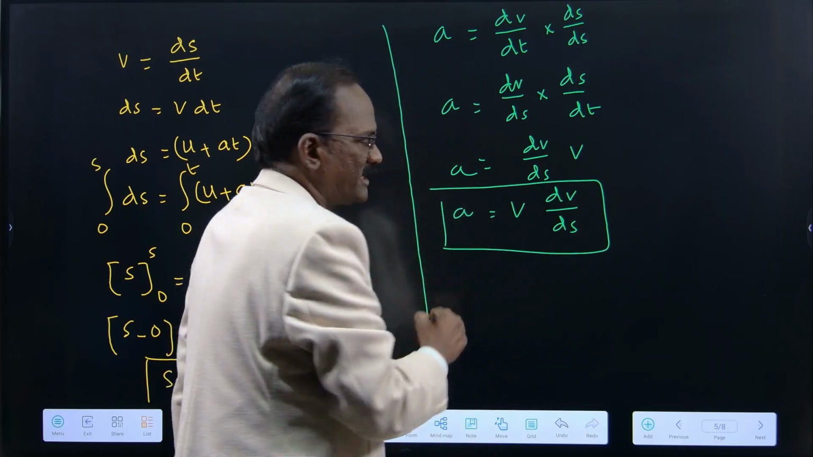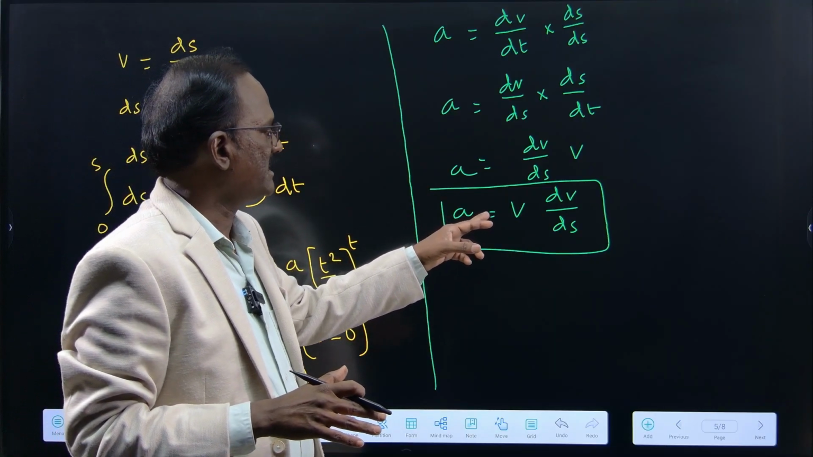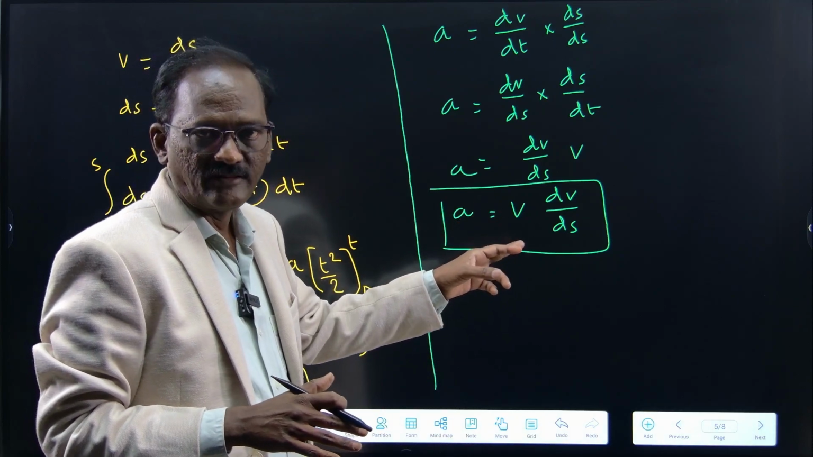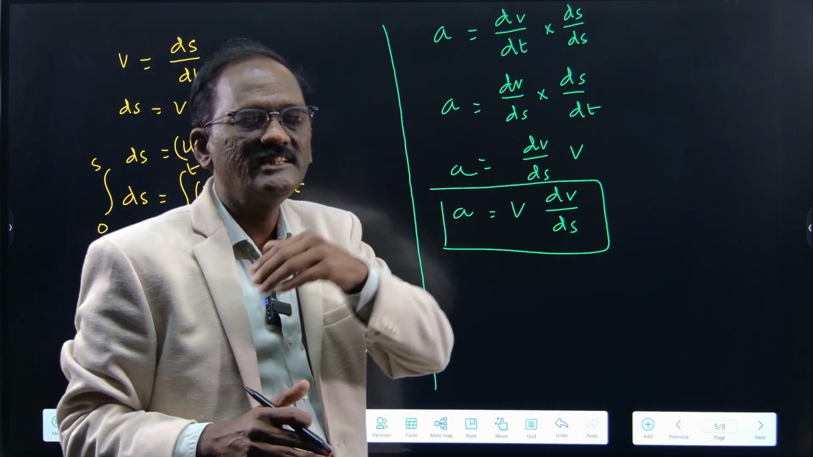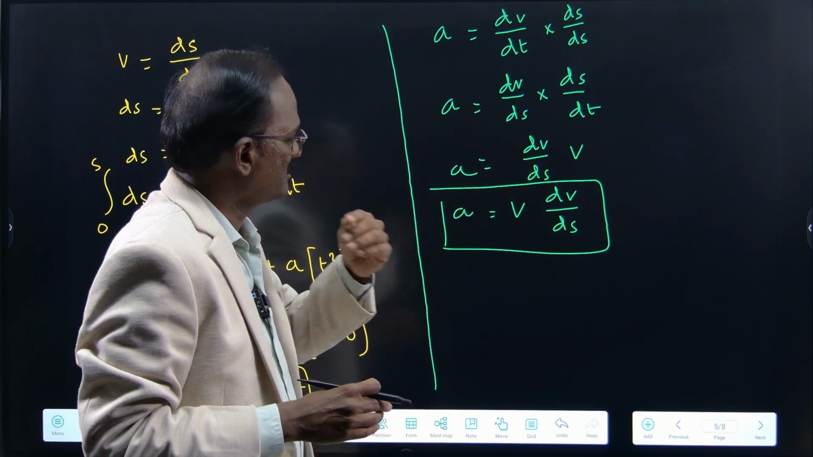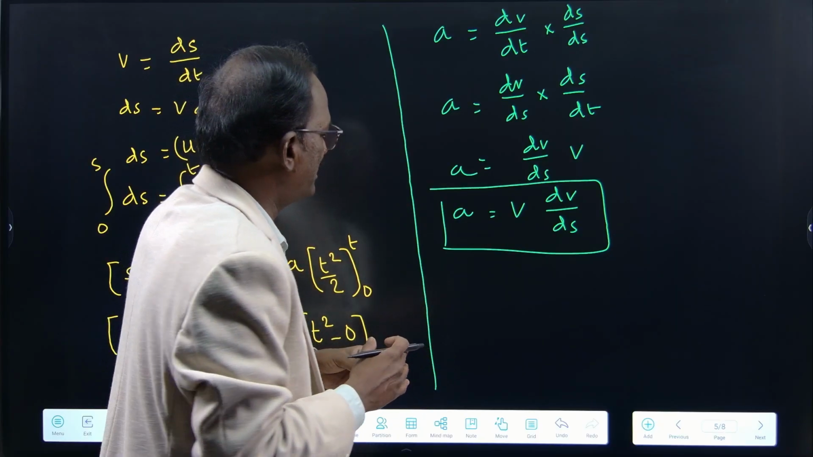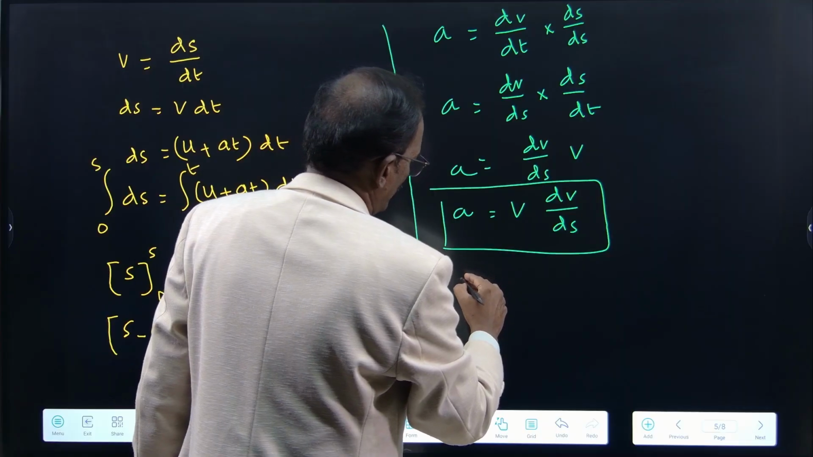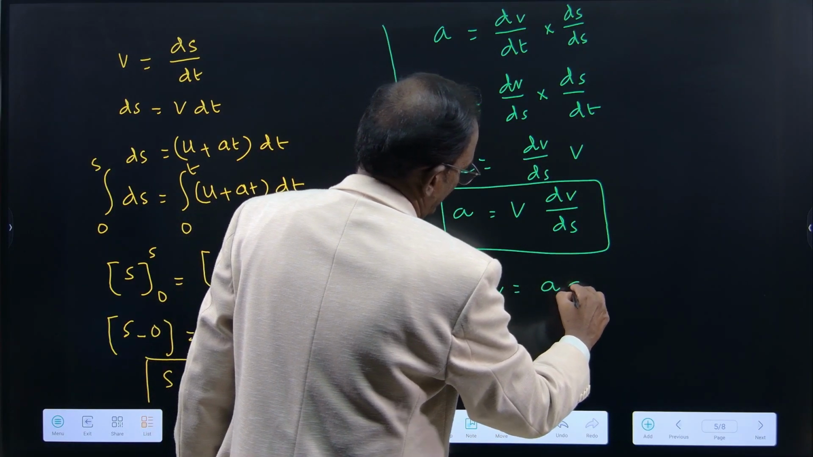So this is one important equation. Intermediately we are getting acceleration can be written as v times dv by ds. So there is no time factor here. How the velocity is changing, how the distance is changing, it is coming here, but not time. a is equal to v dv by ds, right? As usual, we will separate the variables: v into dv is equal to a into ds.